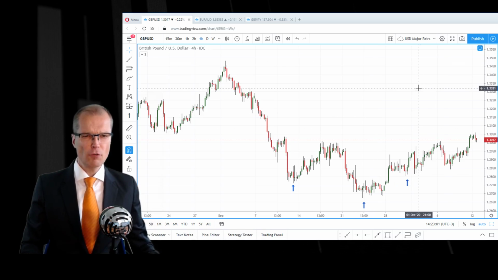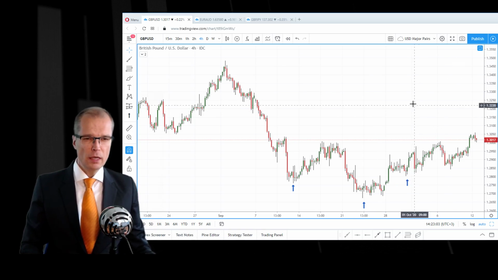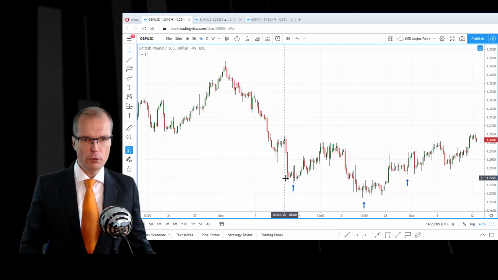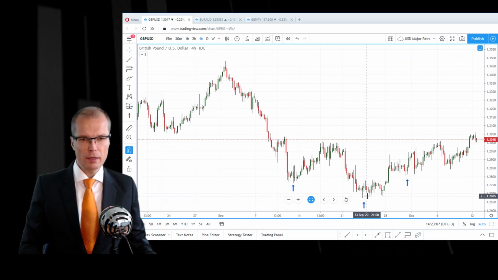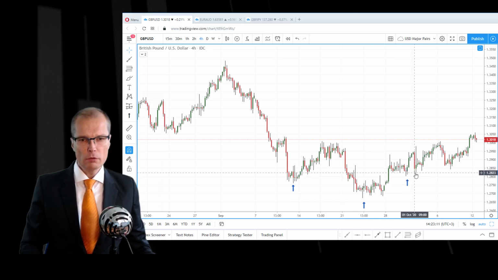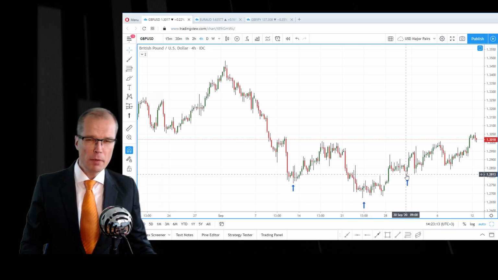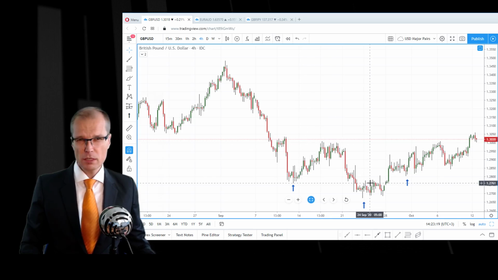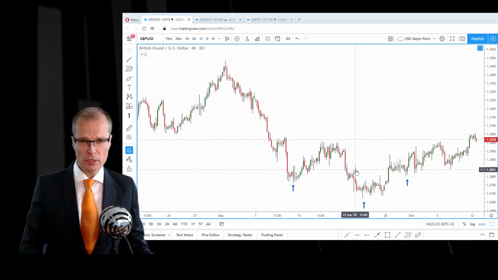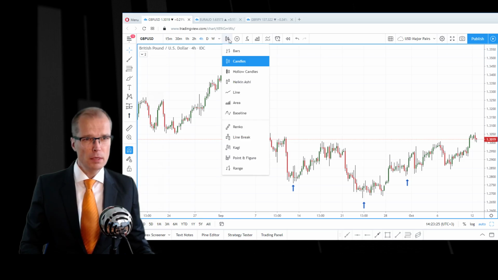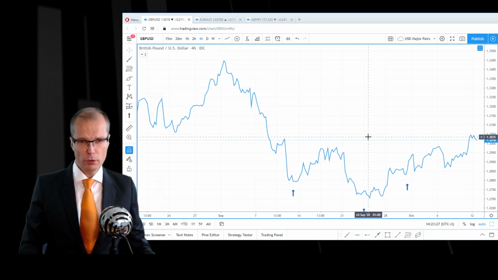So it's a formation where the price makes lower lows and lower lows, and then it fails to make another lower low, but instead makes a higher low. And in between there was a significant rally. There's something else to this formation, and if you find it difficult to understand, let me just go to the line close chart.